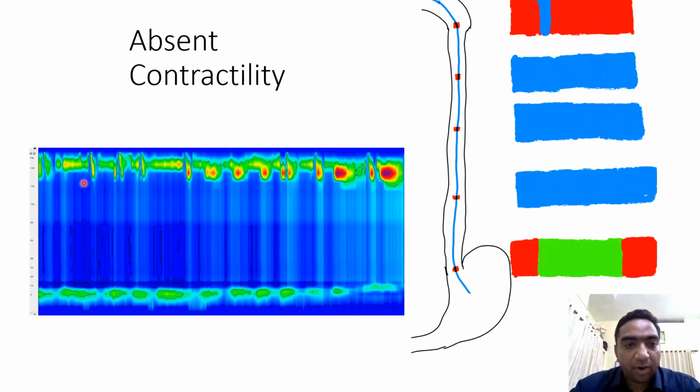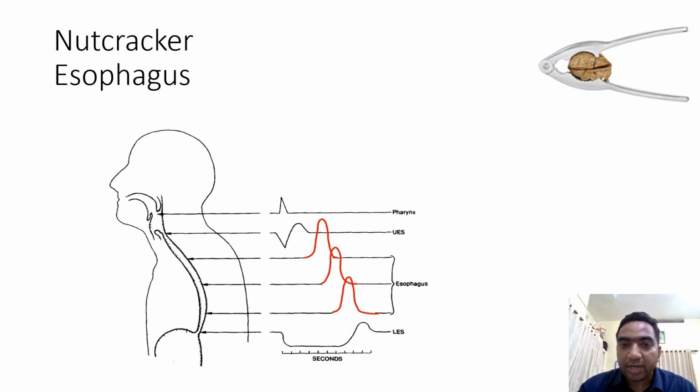So this is absent contractility. Here, what are we seeing? We can see that the upper esophageal sphincter is normal, and when the food enters, it relaxes. The lower esophageal sphincter also relaxes. But in the esophageal body, there is no contractility at all. There is no peristaltic movement of the waves when we give swallows to the patient, when we give water to the patient. So that is absent contractility.